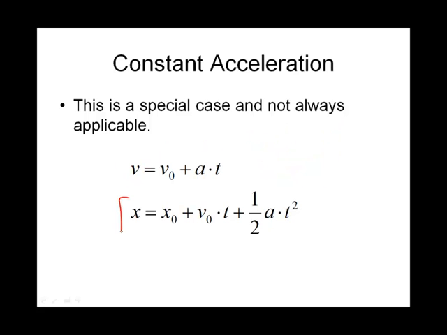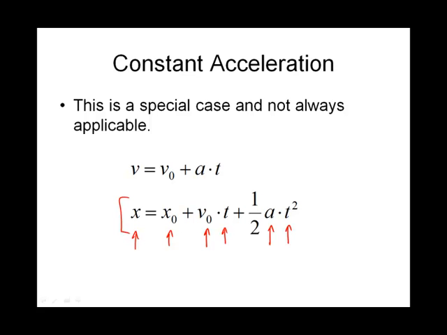A second equation of note is this one. And what this says is that my position equals my starting position plus my starting velocity. Remember, velocity is changing, so this is the starting velocity times time, plus 1/2 my acceleration, whatever that acceleration might be, times the time squared.